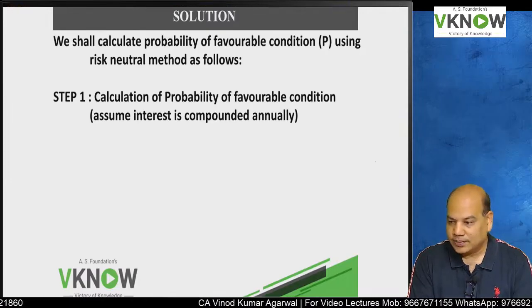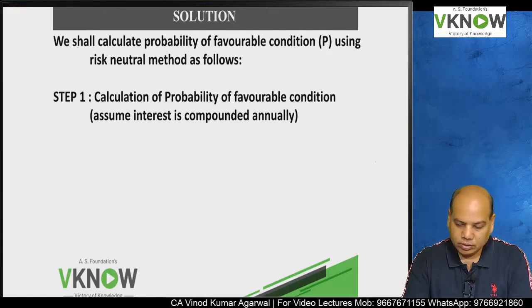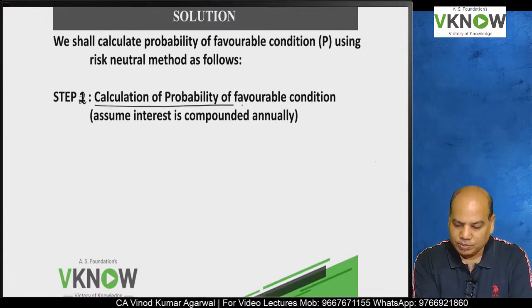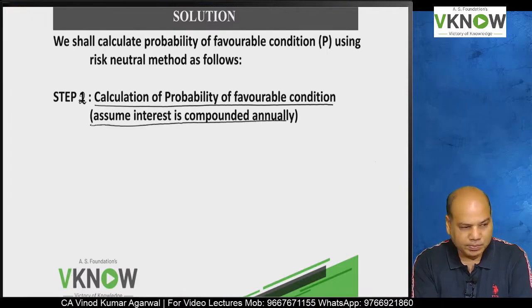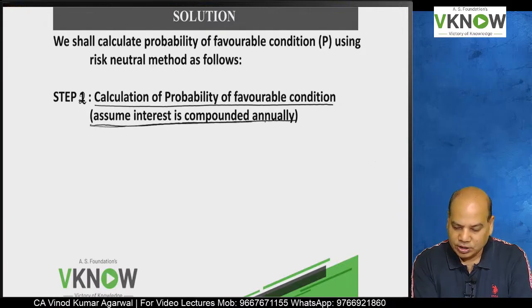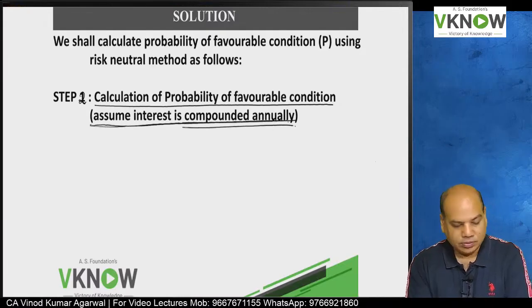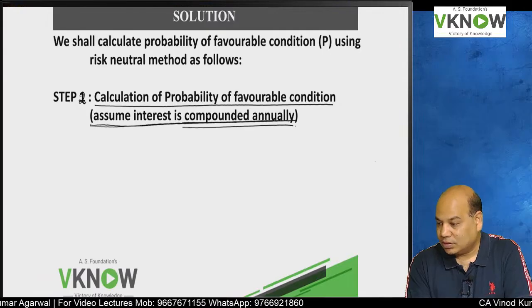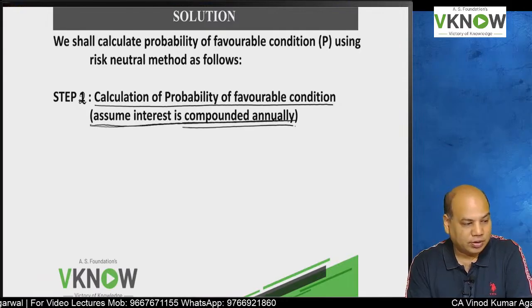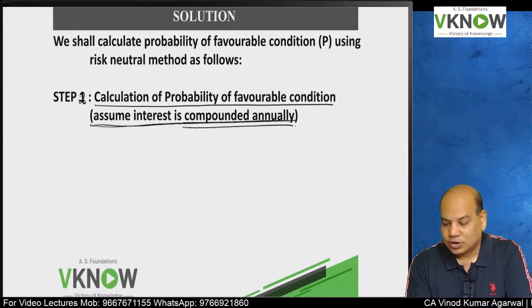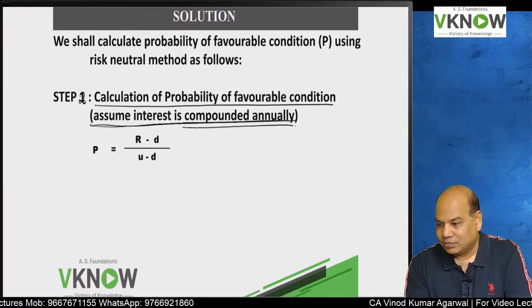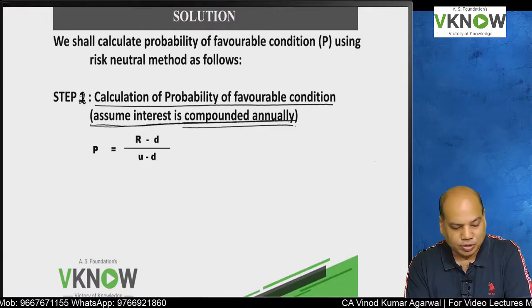Then write down step 1, or you can say step 2 if you want. Calculation of probability of favorable condition assuming interest is compounded annually, because if you refer to the institute answer, they have assumed annual compounding. Can we assume continuous compounding? Your question is yes, you can use continuous compounding also, but better to keep things simple. P is equal to R minus D upon U minus D.